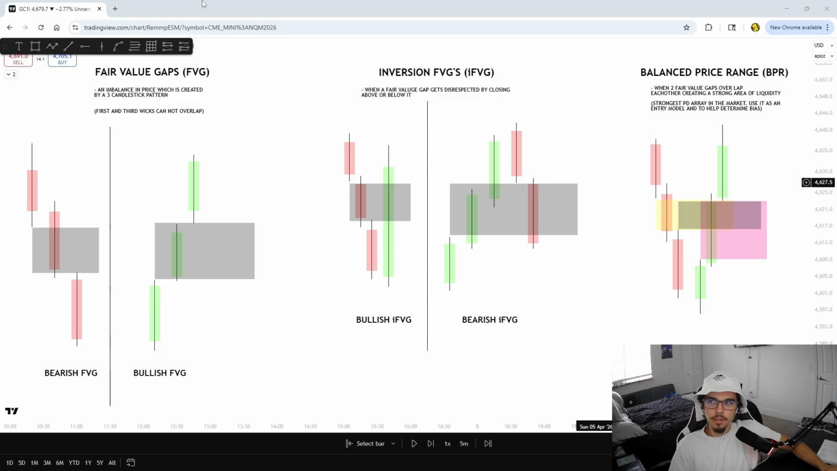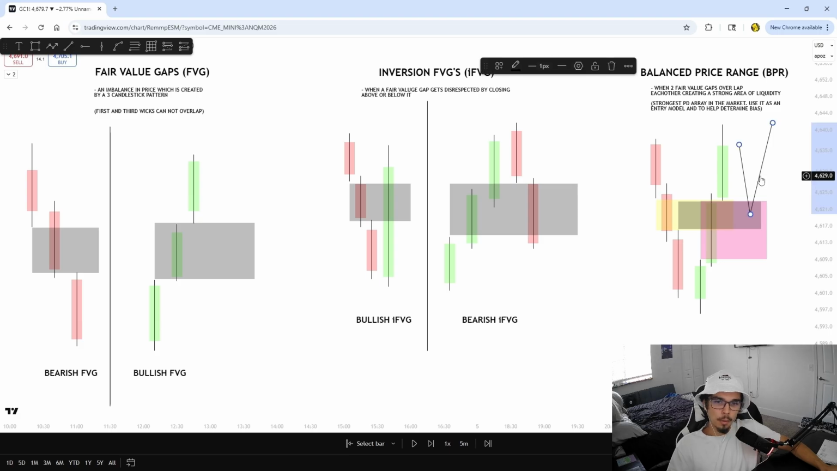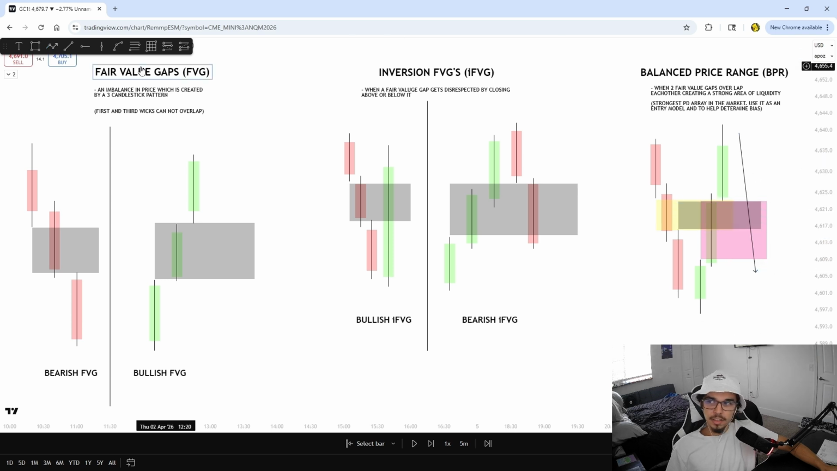Now when BPR is formed, we can expect price to come down, rebalance this general area, and then continue pushing in whatever way our second fair value gap is. So in this example right here, this is going to be a bullish BPR. However, if we do close back beneath it, that is a strong indication that we are possibly going to continue lower, more so towards this sell side liquidity resting right here. So that is how you can use it, not only as an entry model, but also to help determine your bias, because you can use it on the higher time frames.